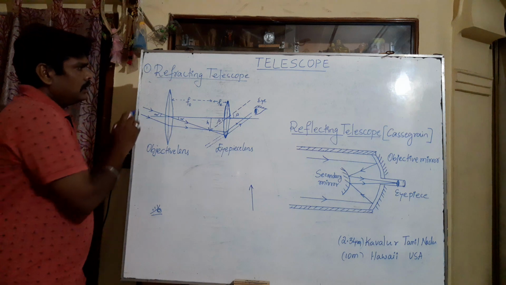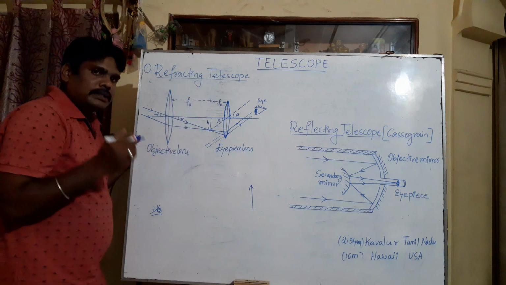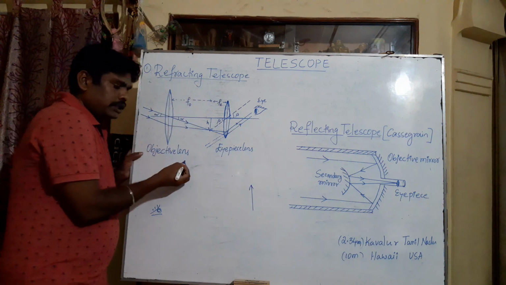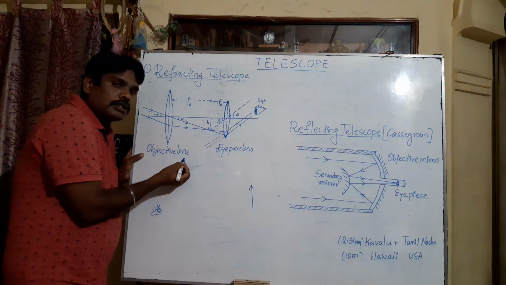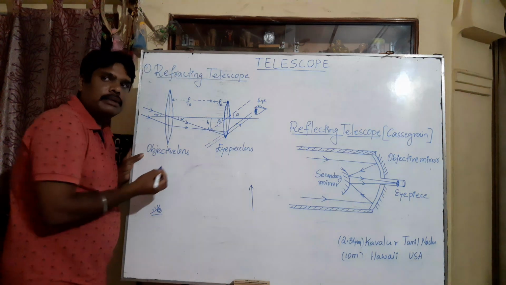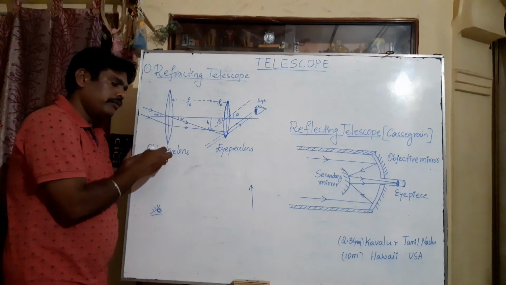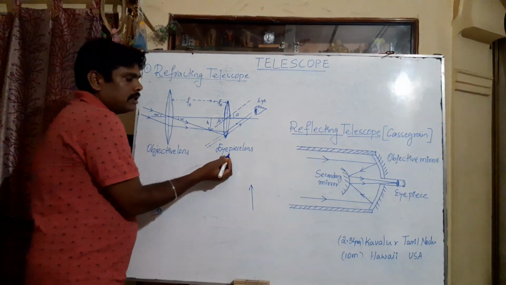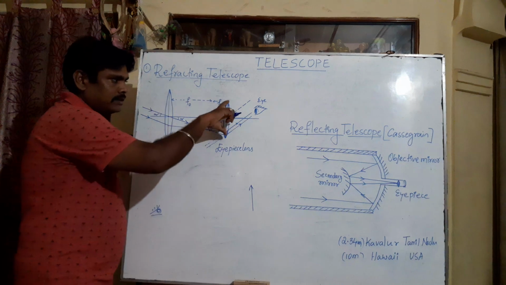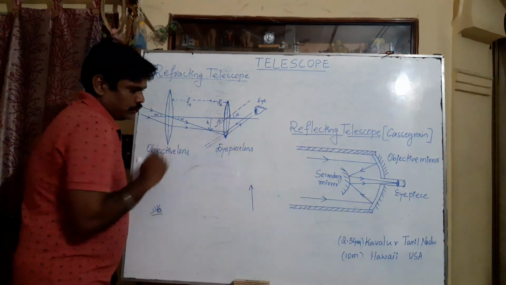It means the refracting telescope contains two lenses. One is the objective lens of a larger aperture area. Aperture area means the surface area available for refraction. It should be very large. And this is an eyepiece. It's a very small lens.